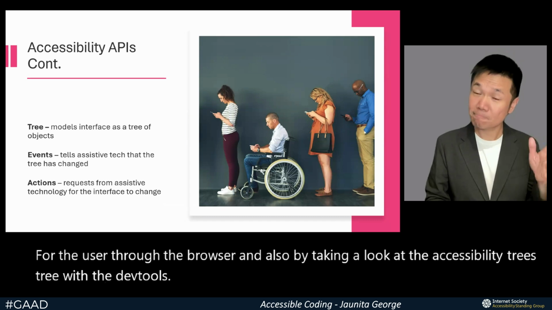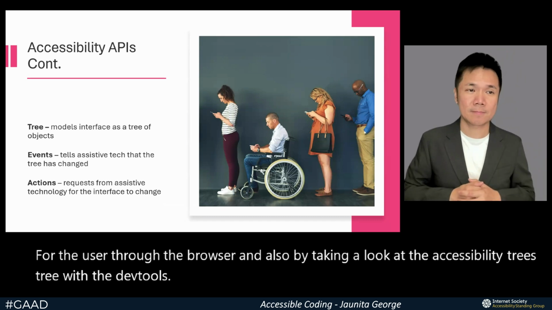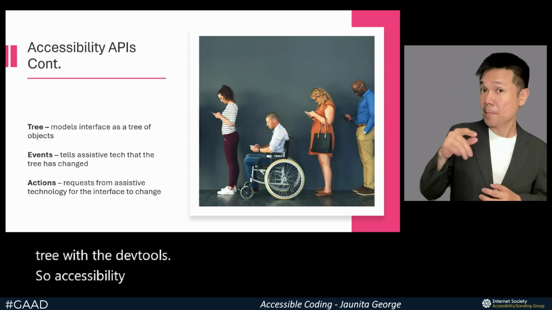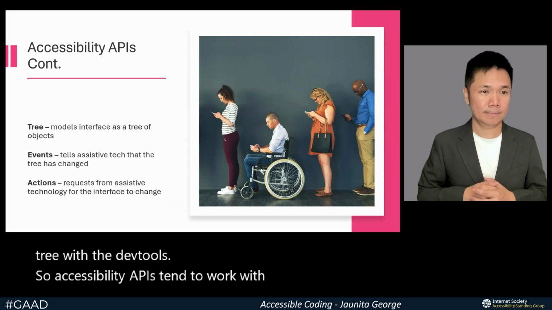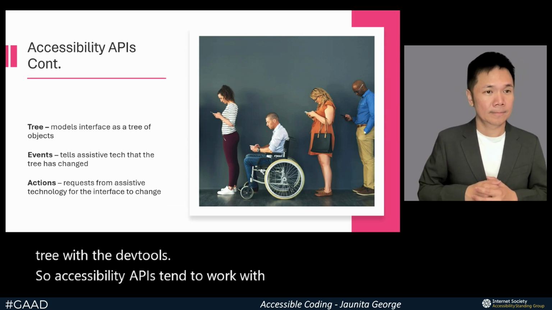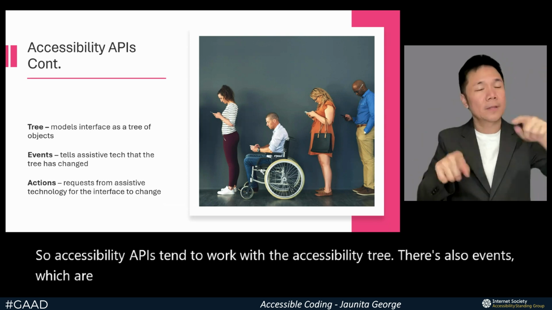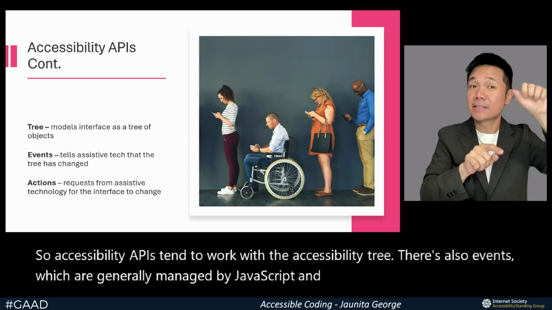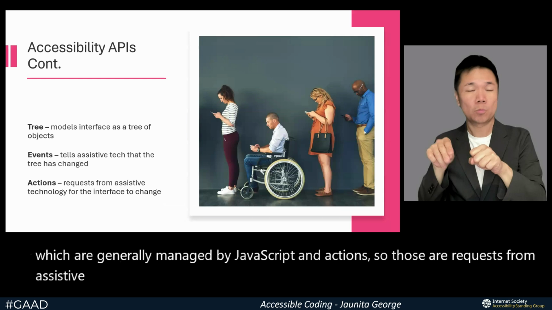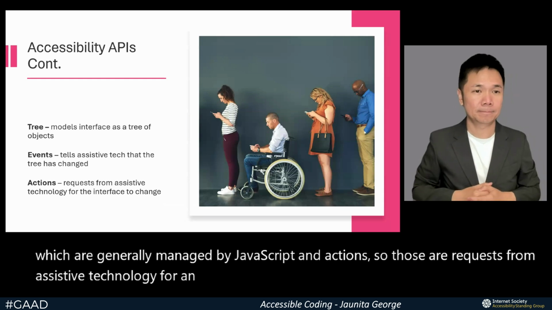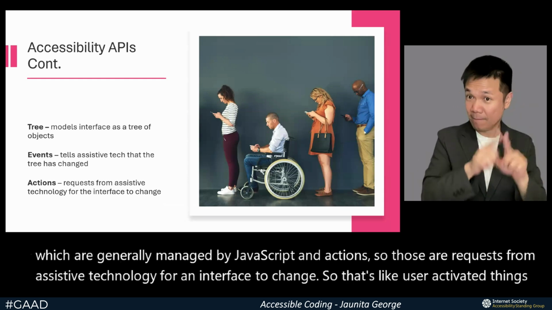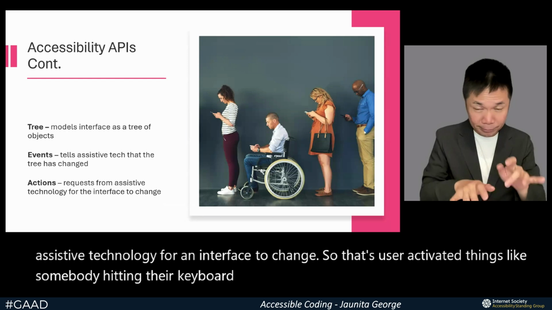So accessibility APIs tend to work with the accessibility tree. There are also events, which are generally managed by JavaScript, and actions. Those are requests from assistive technology for an interface to change, so user-activated things like somebody hitting their keyboard or what have you.